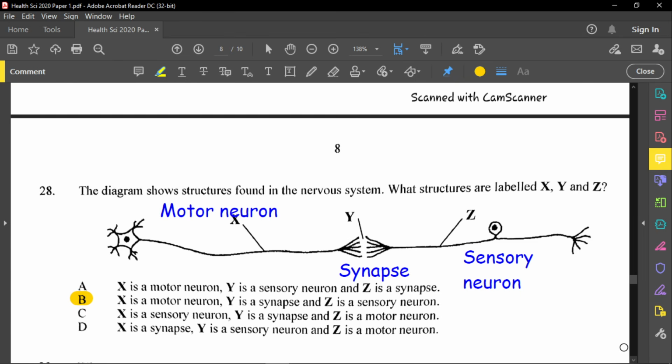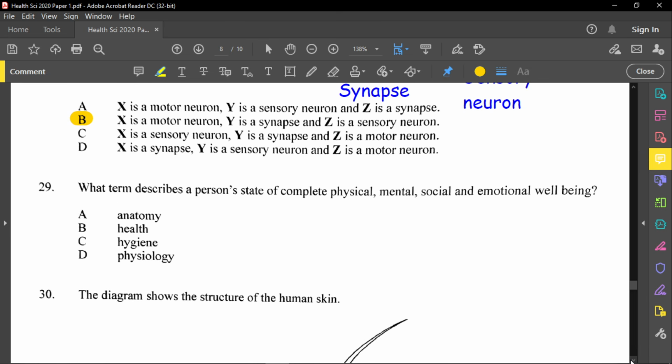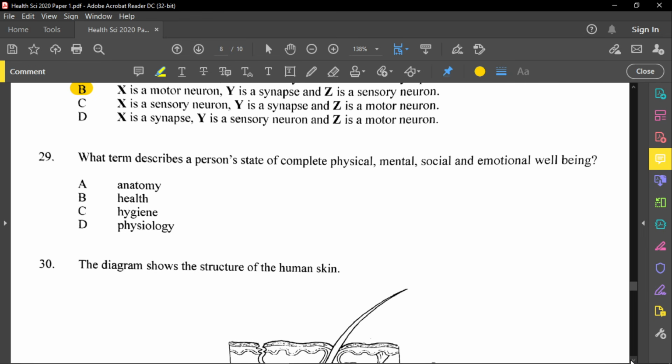All right, great. Now jump on to question number 29. It asks what term describes a person's state of complete physical, mental, social, and emotional well-being. That means it depends on health. Once these are good, you're healthy. So health depends on your physical, mental, social, and emotional well-being. You need to take care of yourself physically, mentally, socially, and emotionally to be healthy.